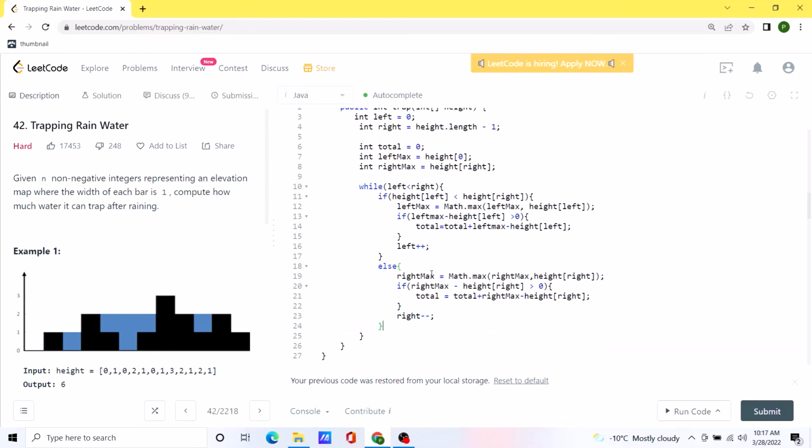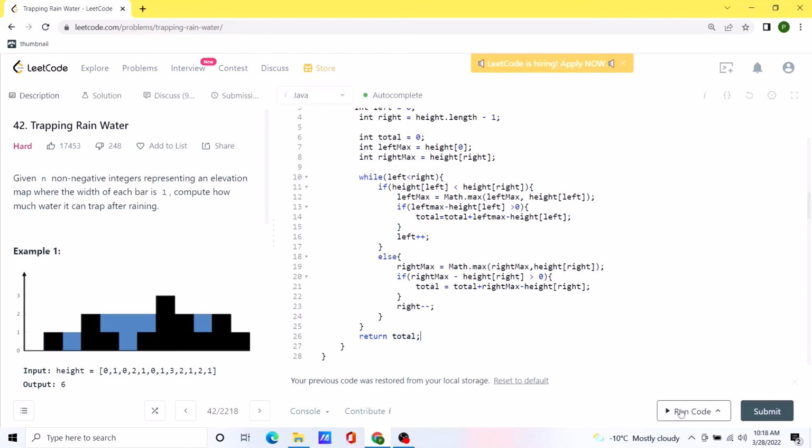Okay, I think that is it. Once this while loop ends, the total variable should have the entire result, and we can simply return that, and this should give the total amount of rainwater we can harvest. Let's try to run this code.